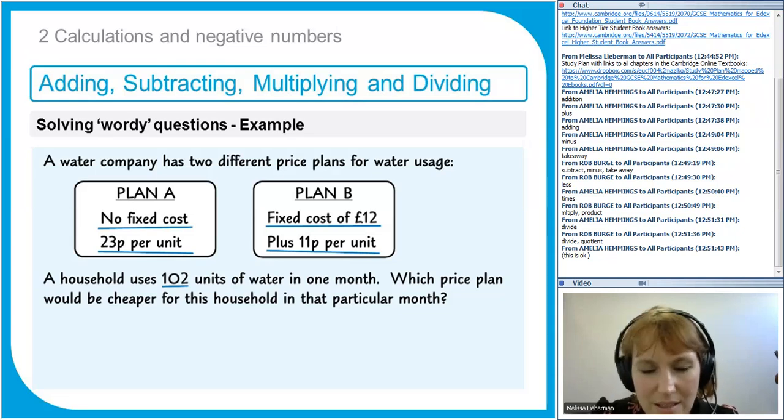So what you need to do to answer this question is you need to work out how much it's going to cost on Plan A. You need to work out how much it's going to cost on Plan B. And then you need to write a final conclusion to say which one is cheaper.